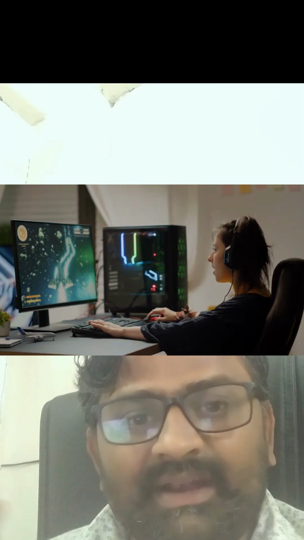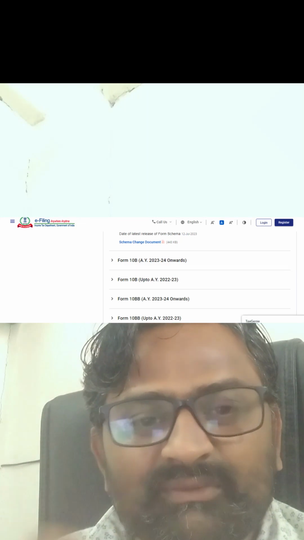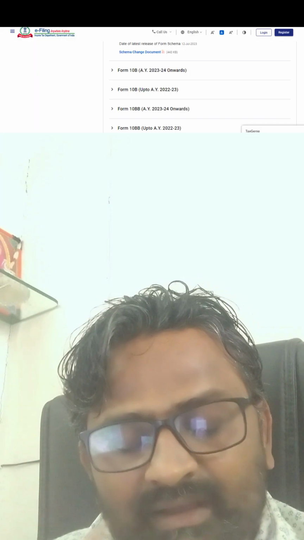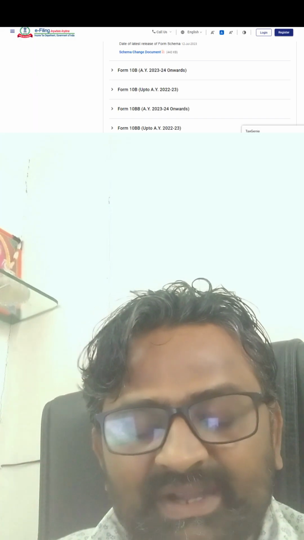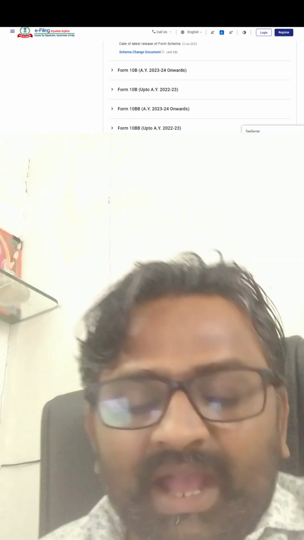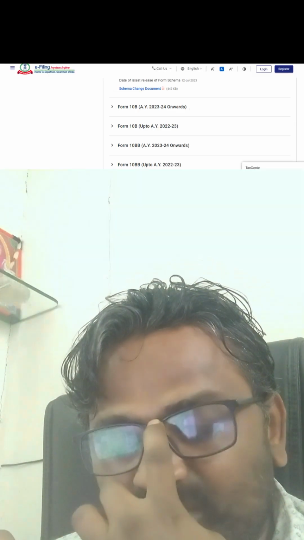For those trusts where the total donation does not exceed 5 crore, those trusts are required to file form 10BB. And those trusts which have exceeded the 5 crore limit have to file form 10B. And when I talk about these forms, I'm talking about the offline methodology for filing.